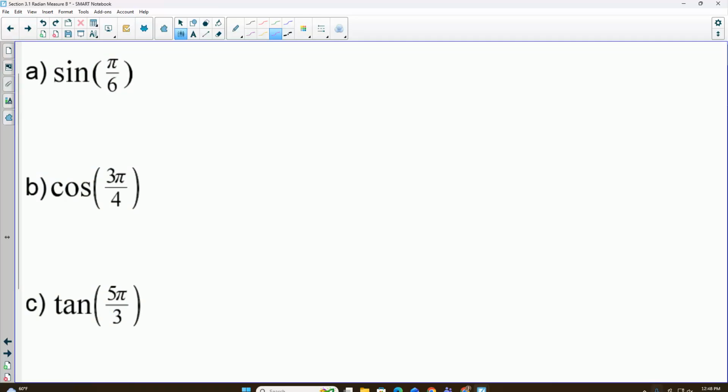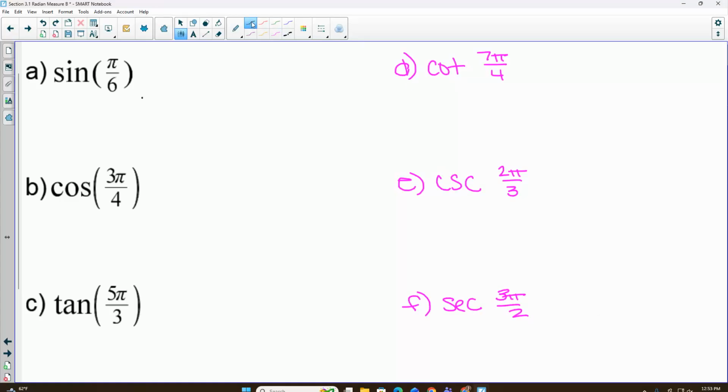I might throw a few more up here. Could you go through and convert every one of these into degrees if you needed to? Absolutely. How would I change them into degrees? 180 divided by 6. Yep, essentially you're taking it times 180 over pi, so the pi's cancel, 180 divided by 6, it's 30 degrees.